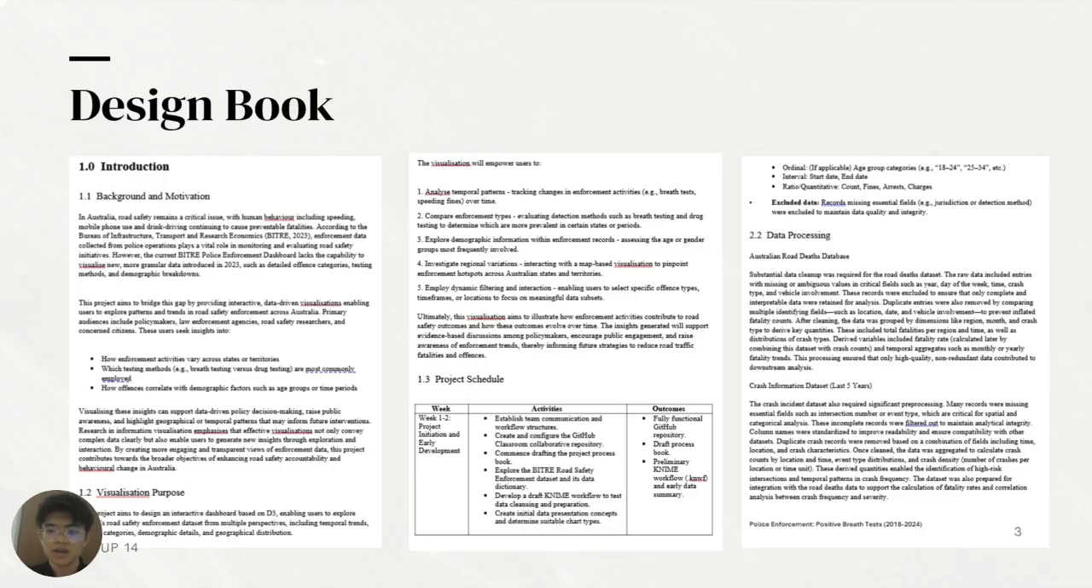I was mainly responsible for preparing sections 1.1, 1.2, and 1.3 of our design book, which include the background and motivation, purpose, and project schedule. In this section, we explain that the goal of our project is to create a meaningful and user-friendly visualization that helps policymakers, researchers, and the public understand how enforcement activities vary by time, location, and demographic groups.